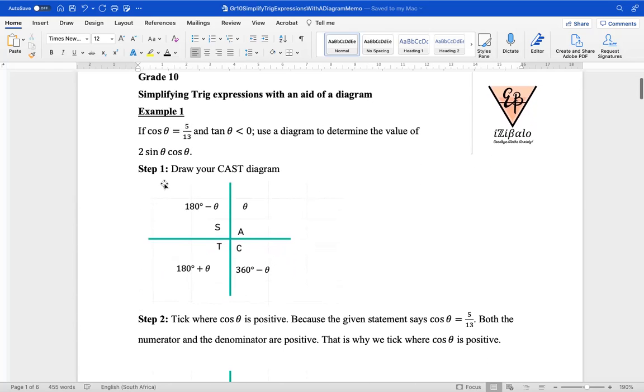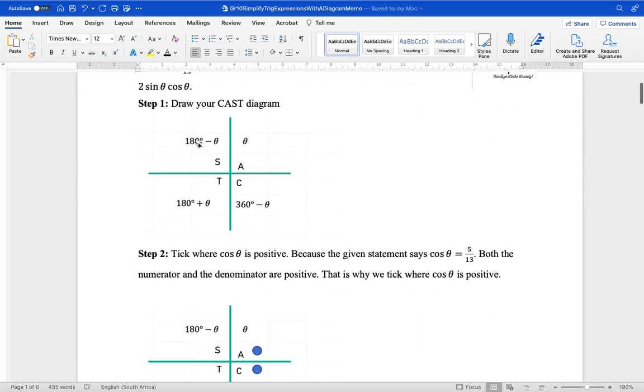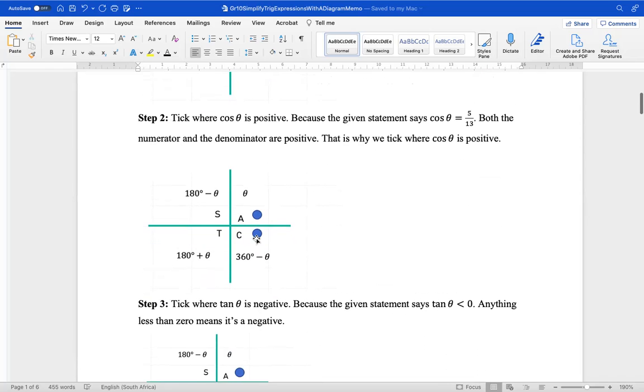It's a stepwise process, ladies and gents. You start off with your CAST diagram: All Students Take Coffee, that's quadrant 1, 2, 3, and 4. Step 2, go back to the given statement. Cos theta is equal to positive 5 over positive 13. In other words, we need to make a mark where cos is positive. We know that cos is positive in the first quadrant, where everybody's positive, as well as the fourth quadrant.